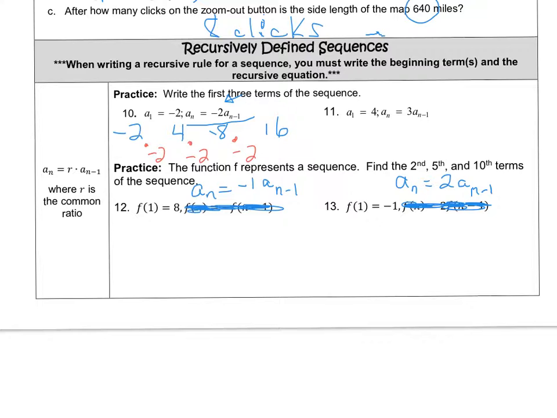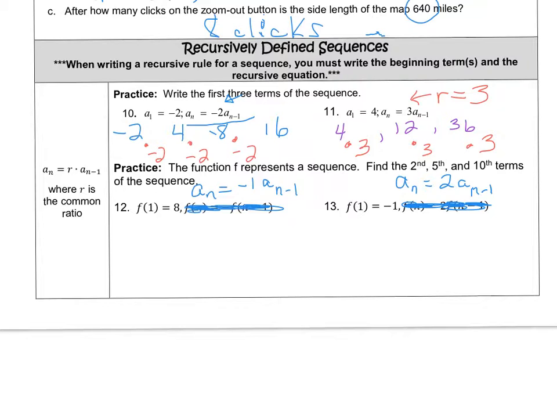Now I'd like you to do number 11 using the recursive rule to find the next term. So pause your video, find the first 3 terms of number 11, then start the video up to check your answers. Okay, so as long as you recognized that the common ratio was 3 and started with the first term of 4, and you just multiply each term times 3.